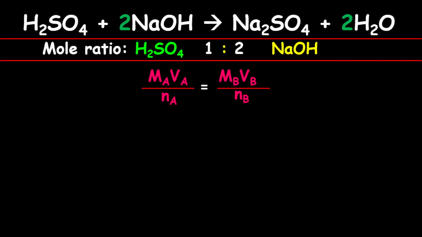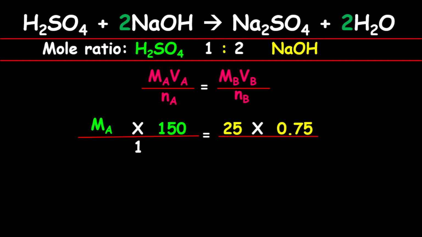All right, now let's plug in our variables from the question. Now we do not have Ma. That means we need to find the molarity of the acid. So Ma multiplied by 150 divided by 1 equals 25 multiplied by 0.75 divided by 2. Again, we have 2 moles of sodium hydroxide from the molar ratio.